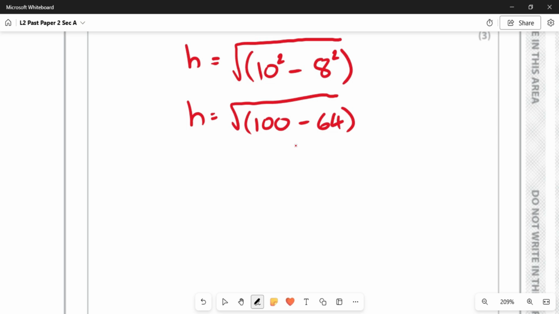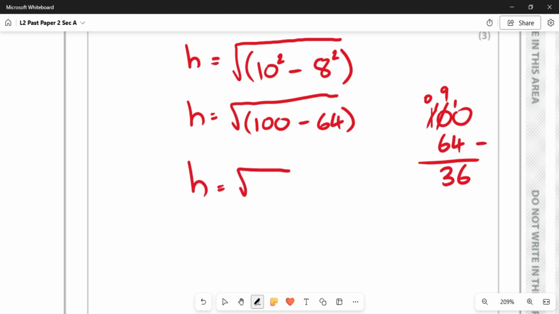So we have to work out 100 take away 64, and if you're not sure, you can work out on the side and take these away. Might need to borrow again. So 10 take away 4 is 6, 9 take away 6 is 3, and that's a 0. So h is equal to the square root of 100 take away 64, which is 36. And now there's only one thing left to do. The square root of 36, so something times something gives you that 36. That something must be 6.